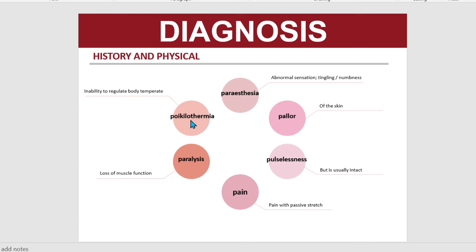And poikilothermia. They can no longer regulate their body temperature because again, the sweat glands are already lost. The skin is open, there is no skin anymore. So they cannot regulate body temperature, as well as fluid also.